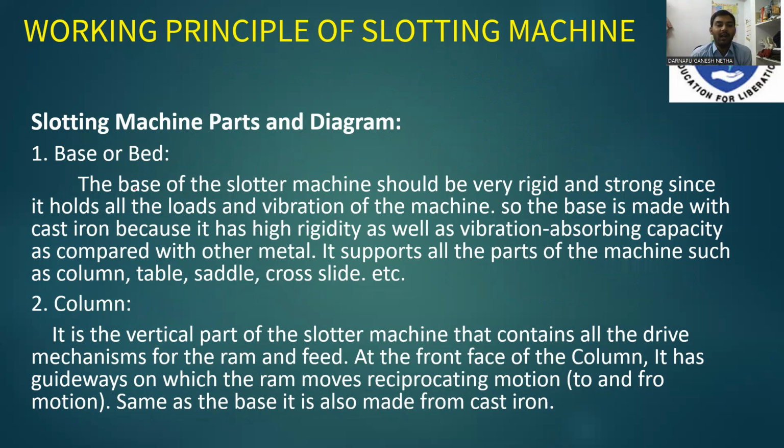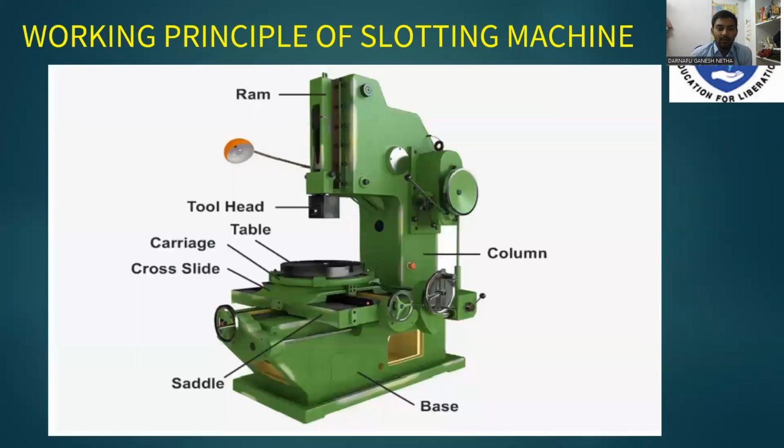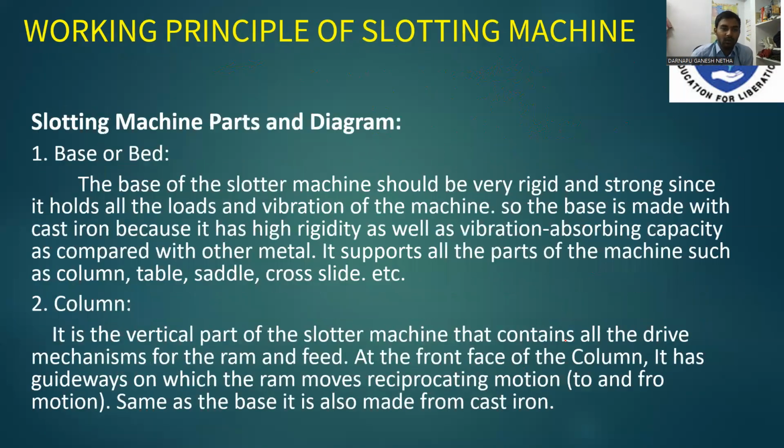Slotting machine parts and diagram. Base or bed. This area is the base or bed. The base of the slotting machine should be very rigid and strong, and hold the vibration of the machine. So the base is made of cast iron because of its high rigidity as well as vibration absorbing capacity as compared with other metals. It supports all the parts of the machine such as the column, saddle, and so on.